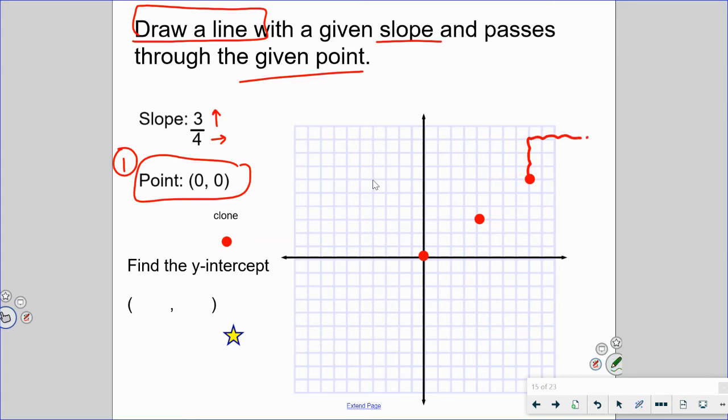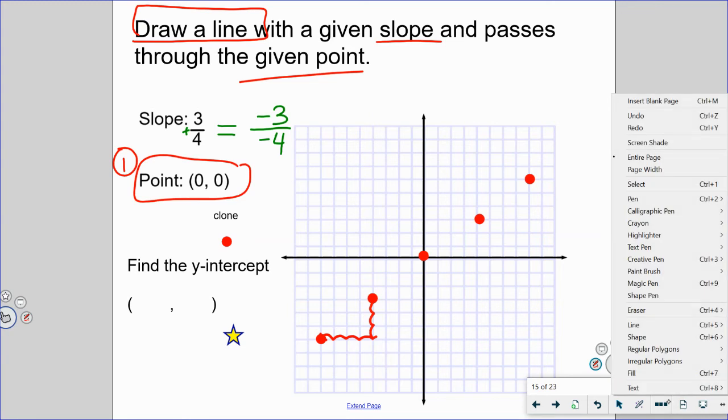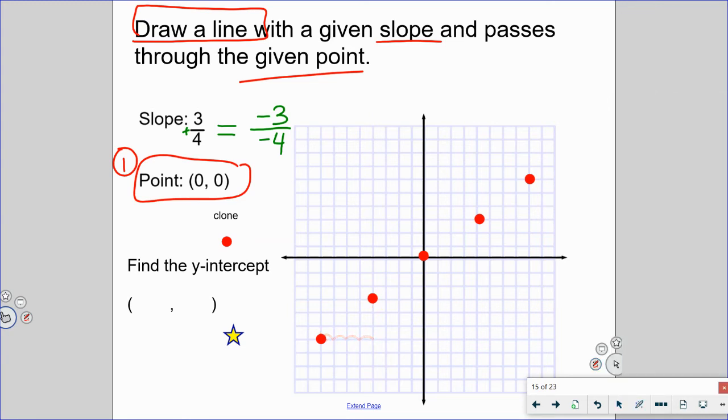But wait a second. What if we go in the exact opposite direction? After all, the opposite of a positive is still a positive slope. So instead of rising up 3, we'll go down 3. And instead of increasing to the right 4, we'll go to the left 4. And let's do it again. A fall of -3, a run of -4. And I just want to point out, now we have a whole lot of points where we feel a lot better about graphing the line through those points.